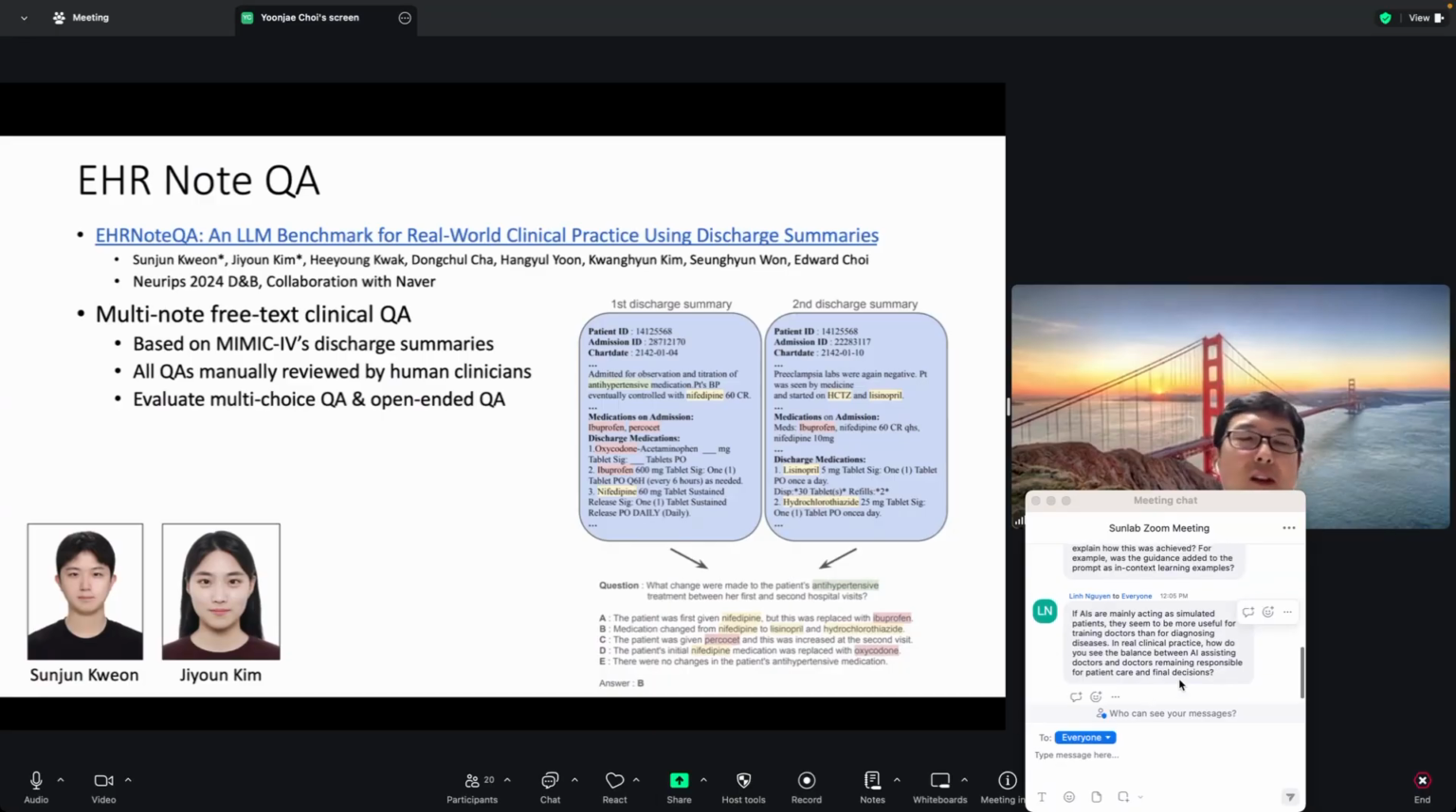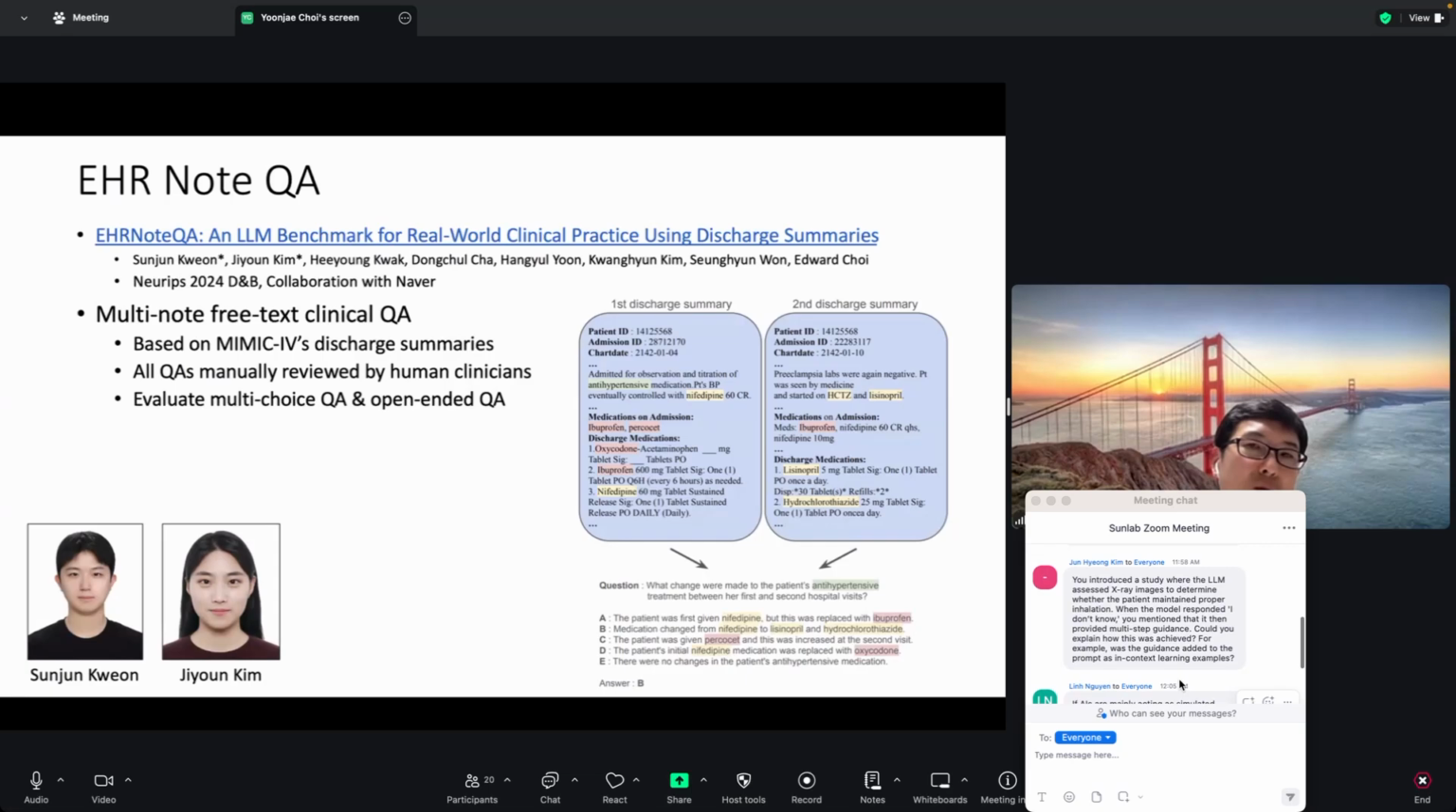So there's always this kind of a paradox, if you know what I mean.